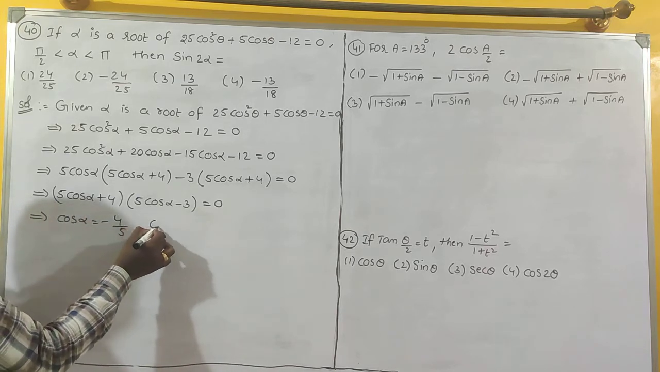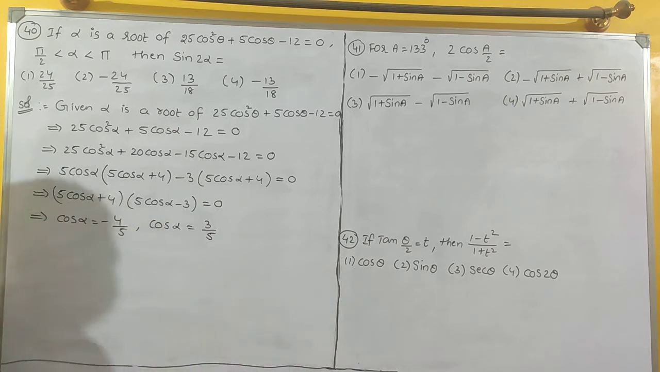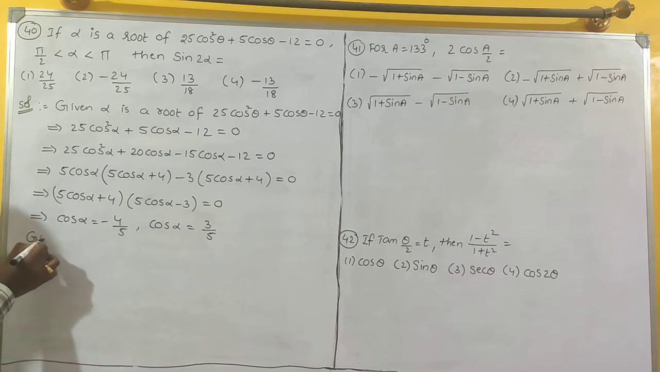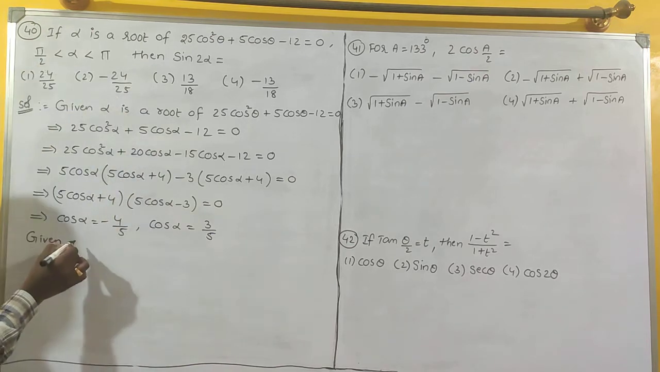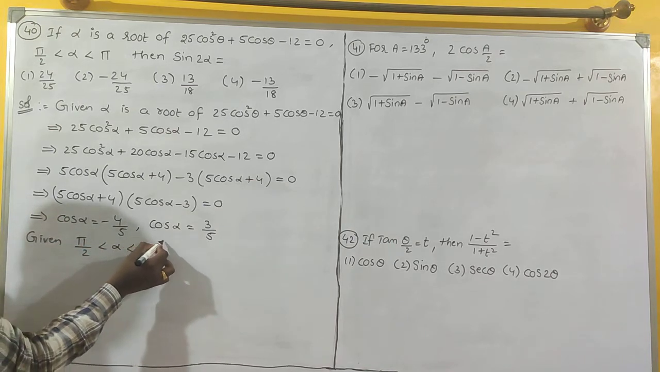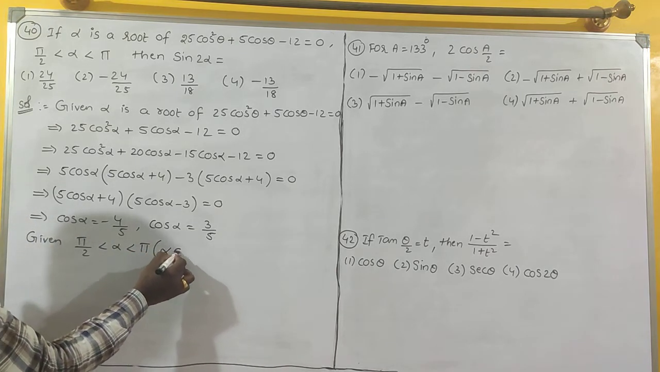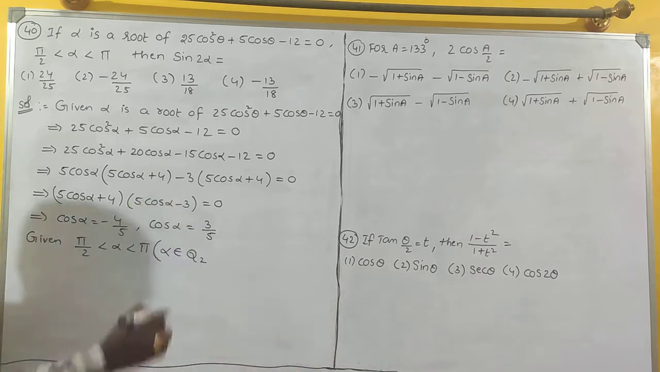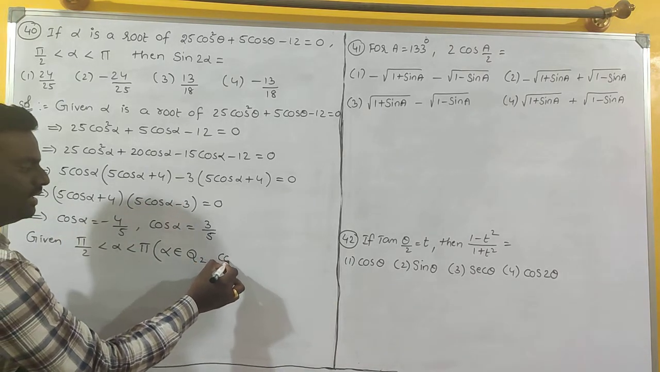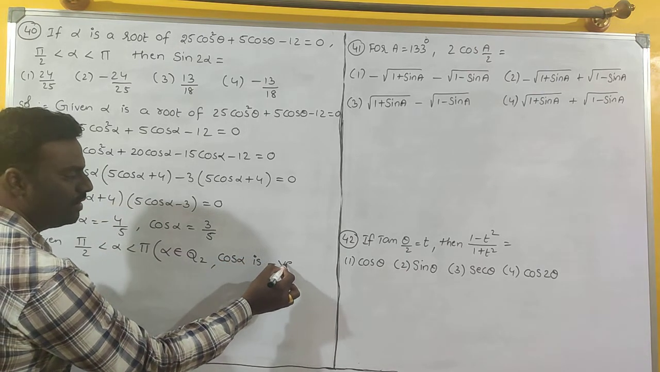Here cos alpha is equal to 3 by 5. In these two we need to take one value. Given alpha lies between 90 to 180. 90 to 180 means alpha belongs to which quadrant? Second quadrant. If alpha belongs to second quadrant, then cos alpha in the second quadrant is what? Negative.